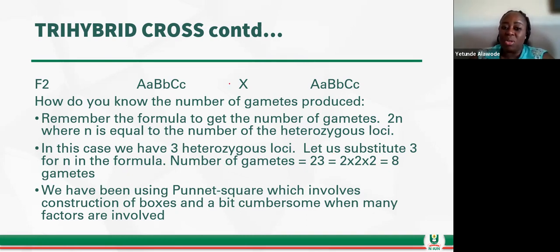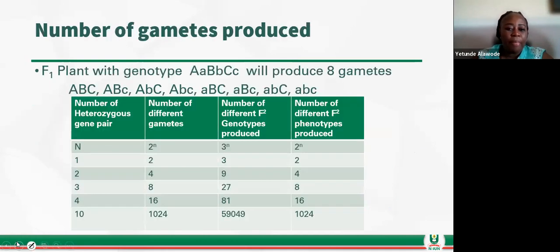For this trihybrid cross that you want to do now, you are going to get 8 different gametes when you self this. So it's the 8 gametes that you will arrange horizontally and vertically, and then you will use them for your Punnett square. So I'm giving you a hint, and you construct your Punnett square, and then I want you to attempt it. I want to see. So this is a table here for the formula that I talked about.